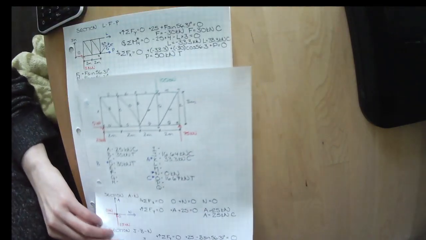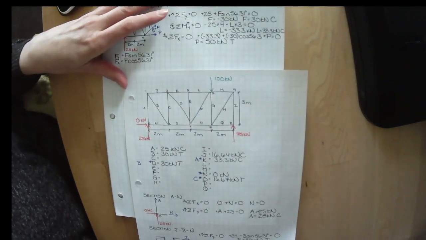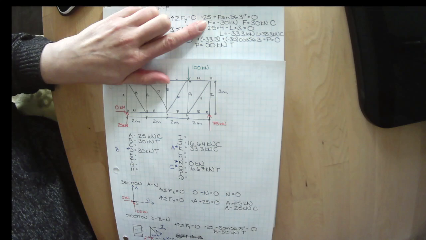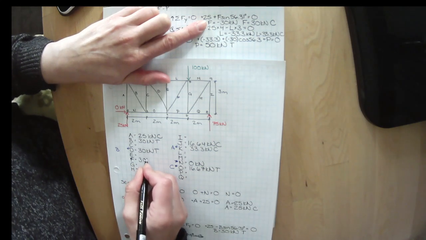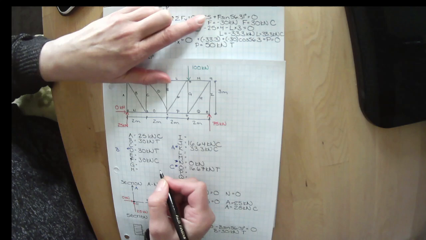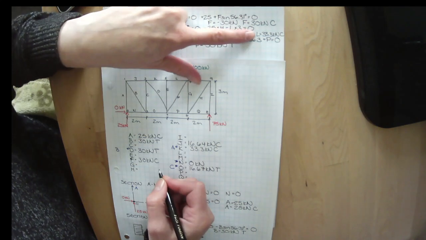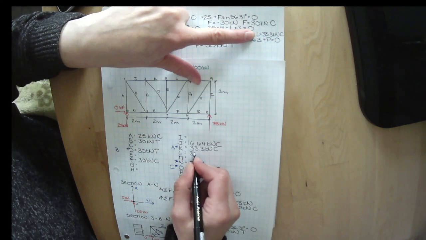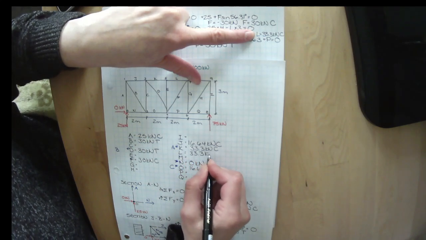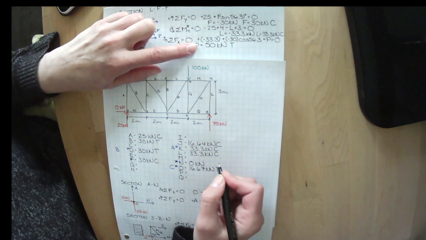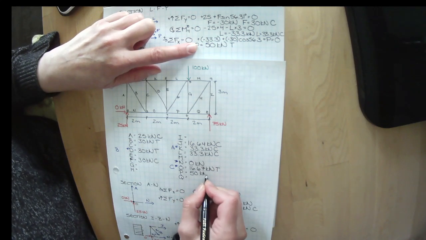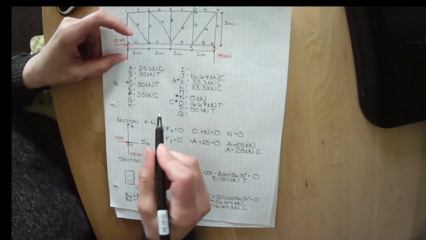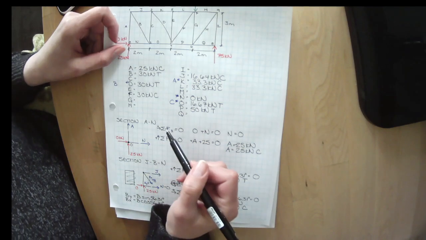We can come back to our list of unknowns. We solved for F. F was 30 kilonewtons in compression. L is 33.3 kilonewtons in compression. And we solved for P, which is 50 kilonewtons in tension. So we're getting down there. We've solved for most of them now.